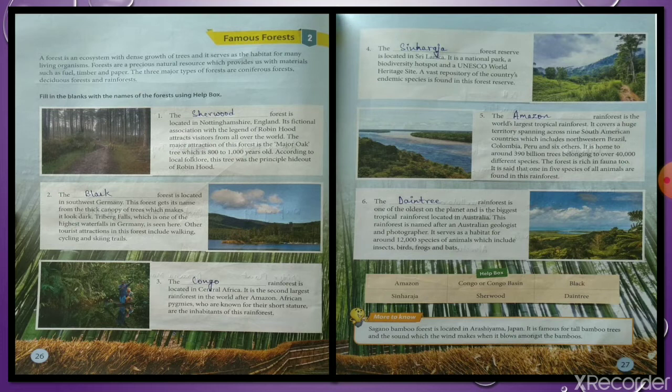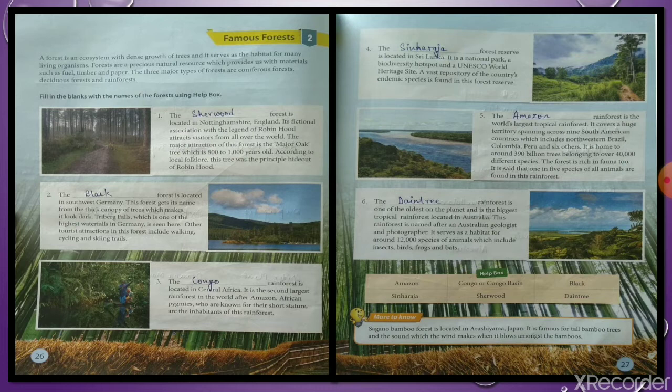Now the sixth one is the rainforest which is one of the oldest on the planet and is the biggest tropical rainforest located in Australia. This rainforest is named after an Australian geologist and photographer. It serves as a habitat for around 12,000 species of animals, which include insects, birds, frogs, and bats. And the name of the forest is Daintree Rainforest. So this is the oldest rainforest on the planet.